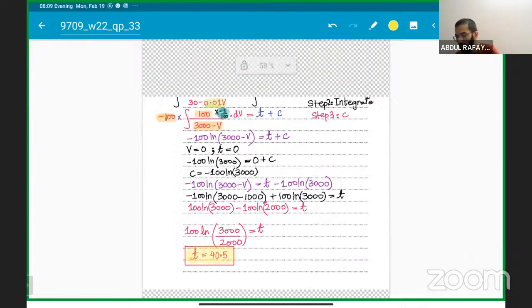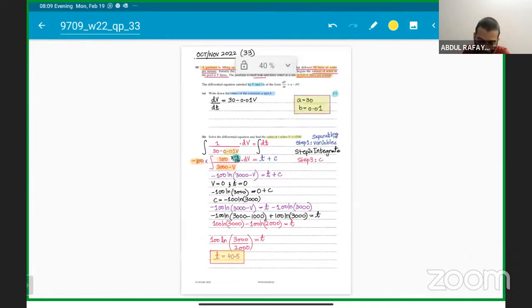Okay. So make sure to take a screenshot of part A and part B. We'll move on to part C as well. Part A, part B is done. We can move on to part C. Is it clear?